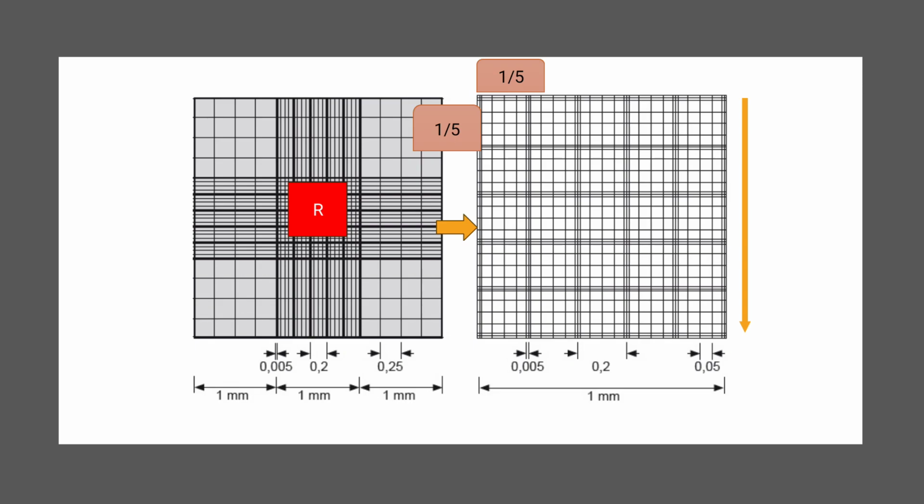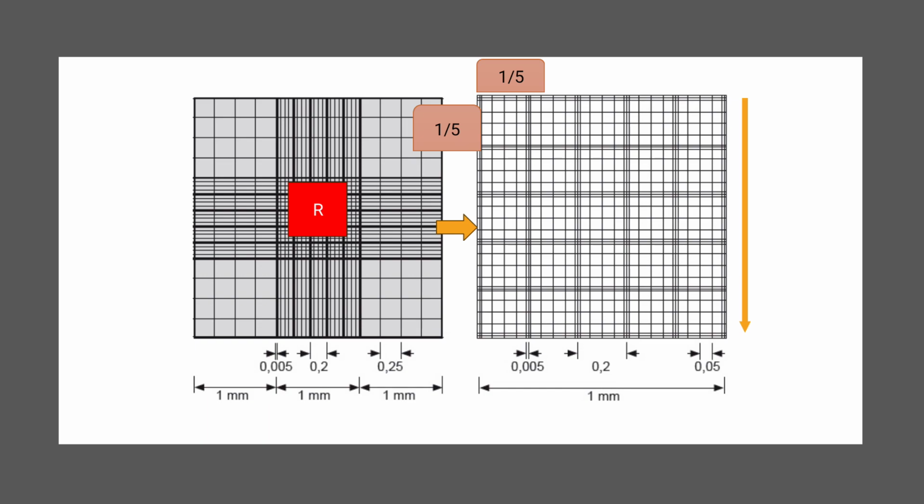So each of these large boxes is 1/5 millimeter in length and 1/5 millimeter in breadth, because 1 millimeter is divided into 5. So 1/5, 1/5, 1/5, 1/5, 1/5. So each large box has a length of 1/5 millimeter and a breadth of 1/5 millimeter.